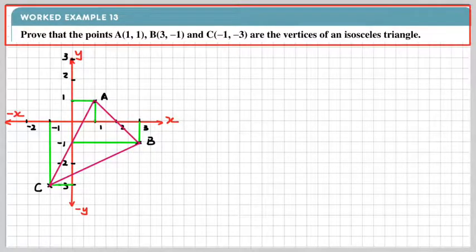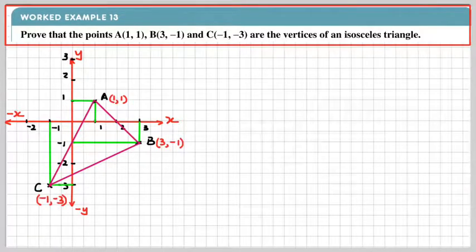Ah, excellent. I think AC and BC are the candidates for having a look at the side length between them, the distance, the side lengths of this triangle. If we can prove that the length of AC is the same as the length of BC, well, whoopee! We've proved that it's an isosceles triangle, haven't we? So come on, we'll do it.